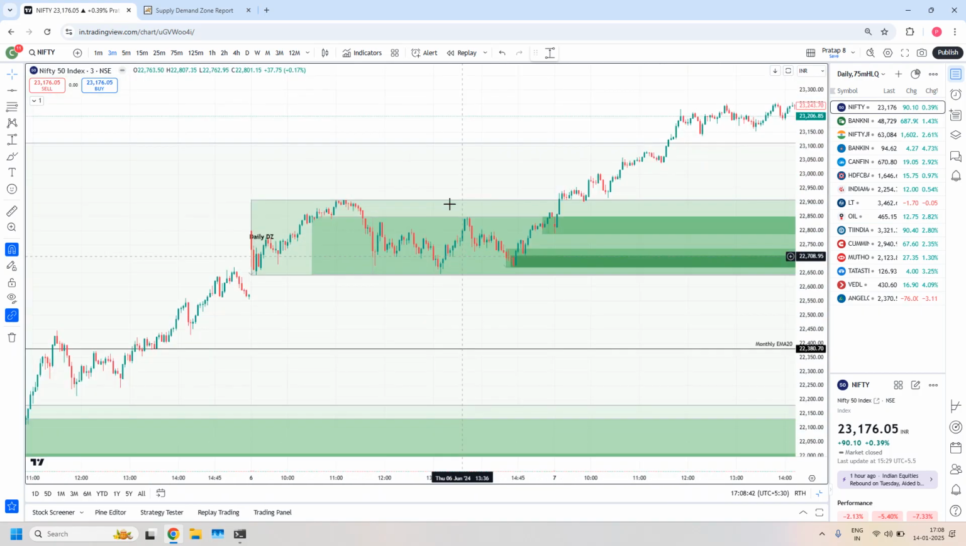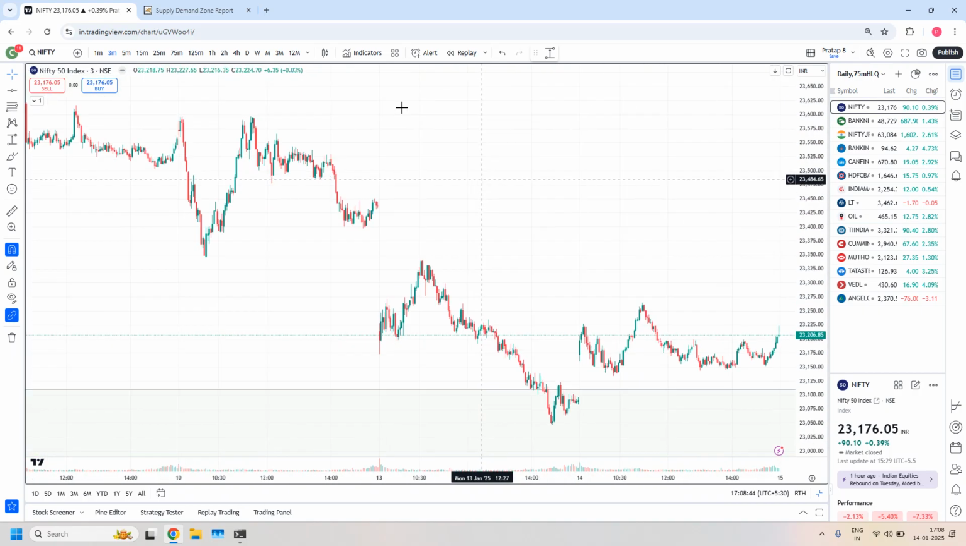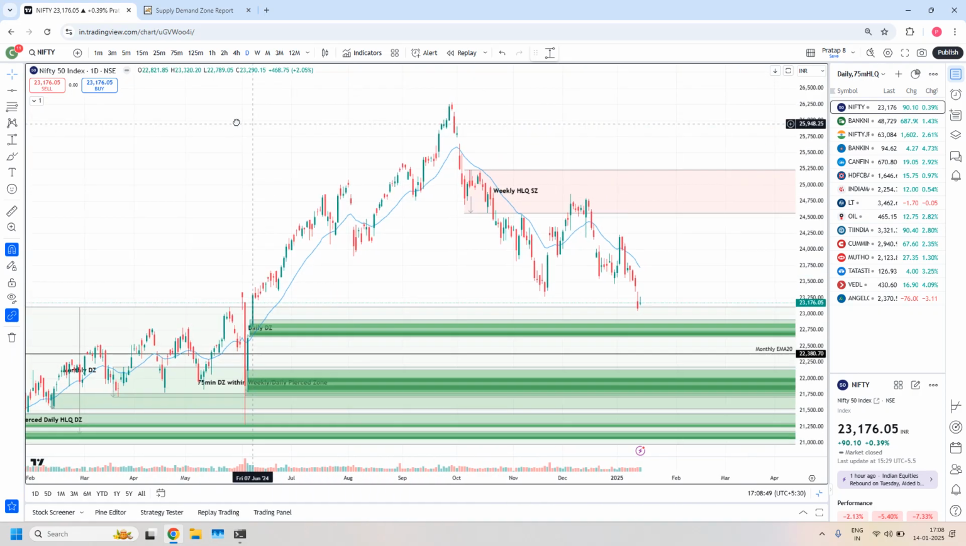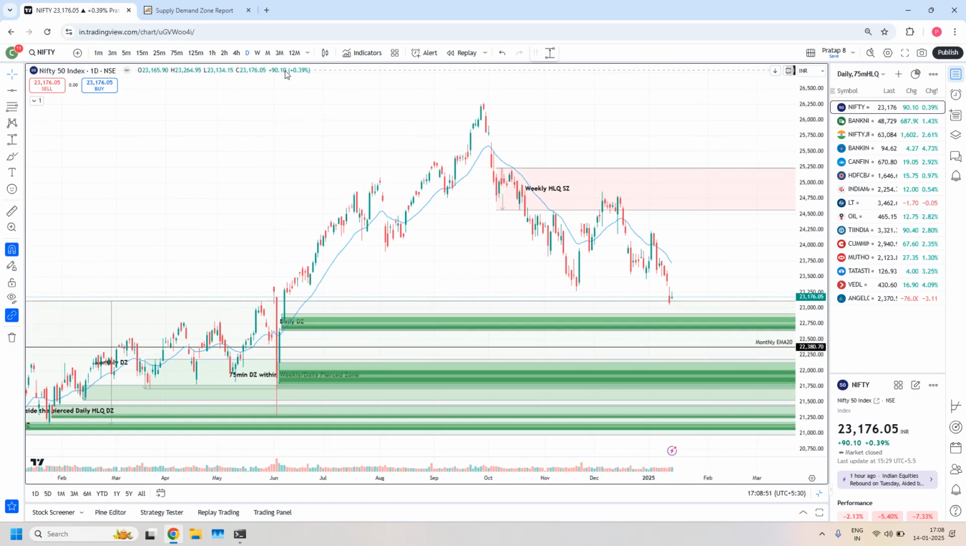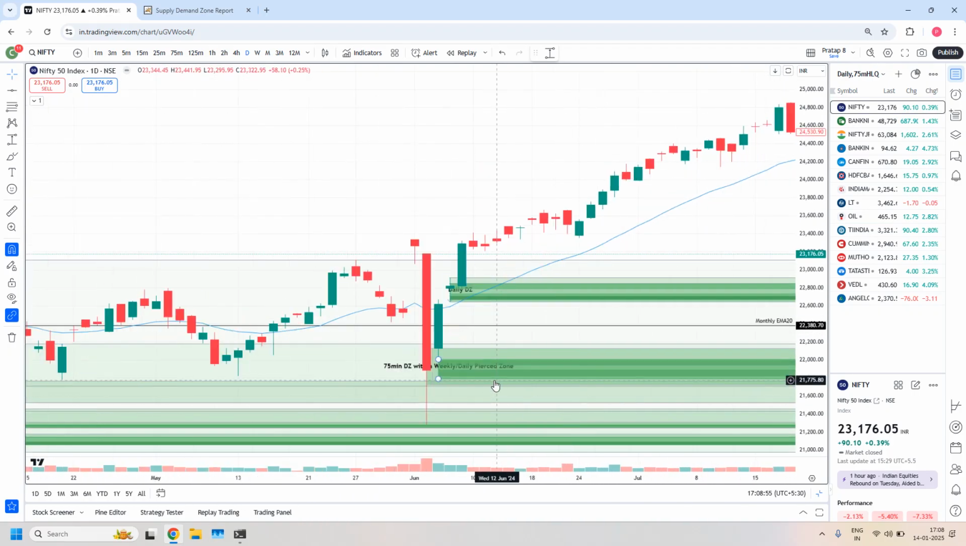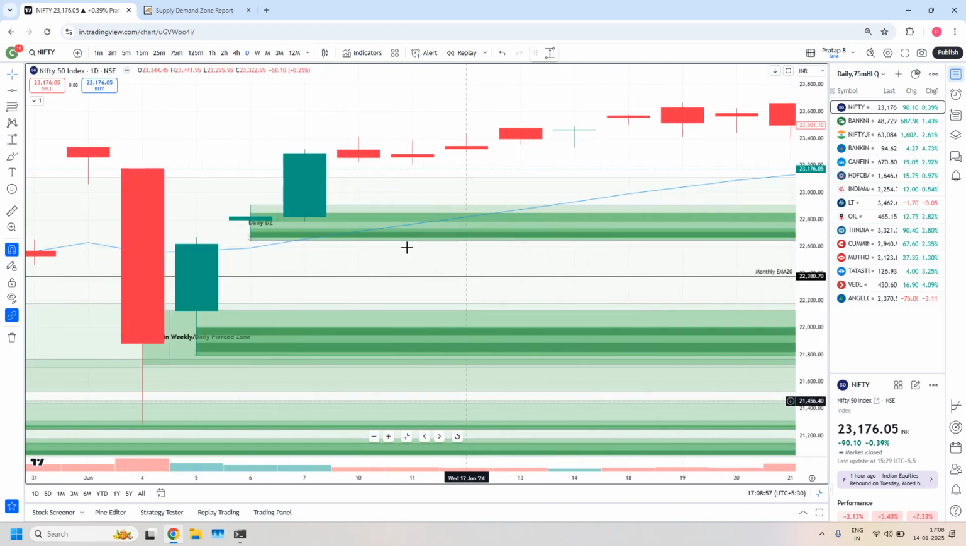Okay. Now let me go to the daily so that you will see this entire structure. This is what we did analysis. The immediate opportunity here is inside this daily zone. This 3 minutes fine-tuned zone is valid, and this is not valid. The 15 minute zone is not having a 5 minute zone.